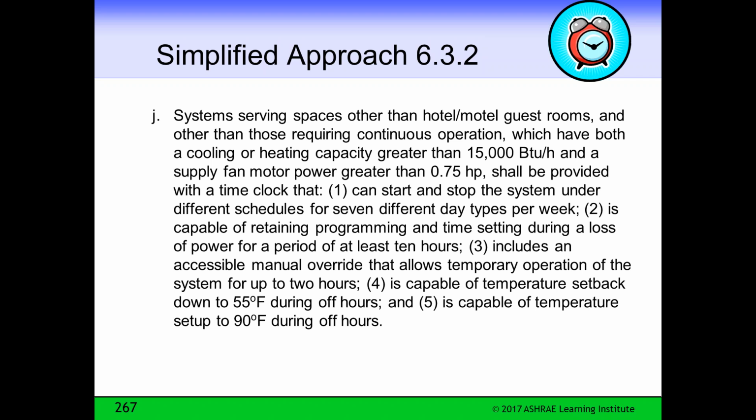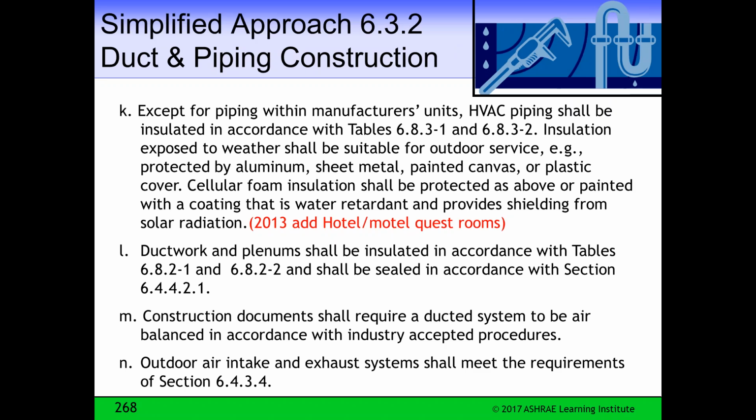Systems serving spaces other than hotel and motel guest rooms and others requiring continuous operation, and which have a system greater than 15,000 BTUs with a supply motor of more than 0.75 horsepower, shall be provided with a time clock and have setback and optimum start. Except for piping within manufacturer's units, HVAC equipment and piping shall be insulated, and ductwork and plenums shall be insulated in accordance with the tables.